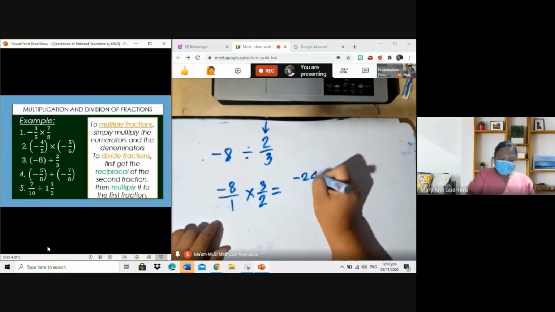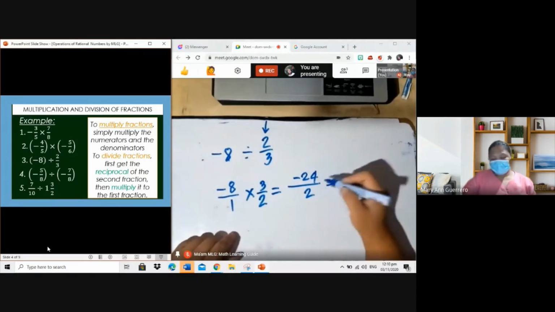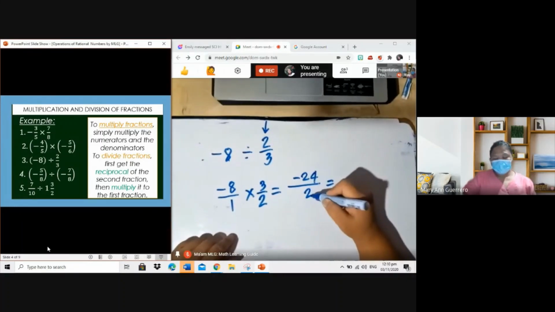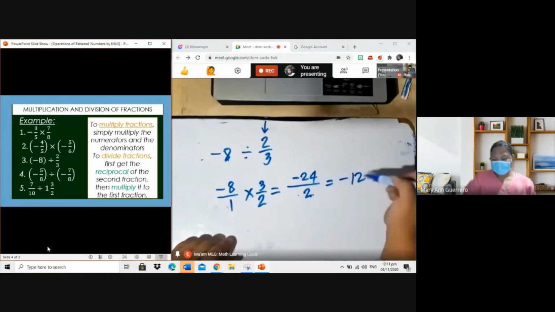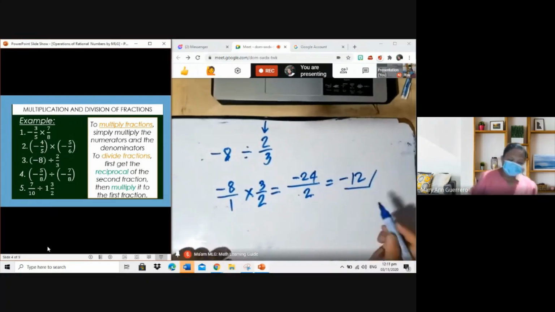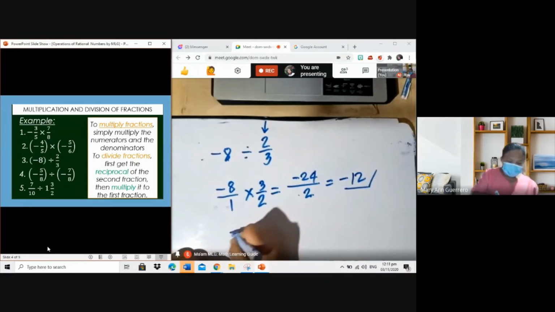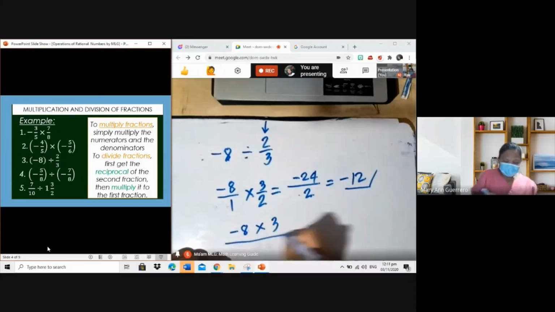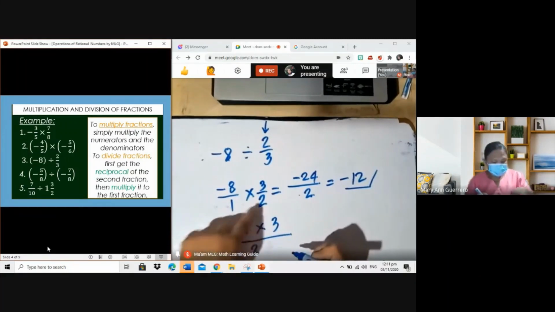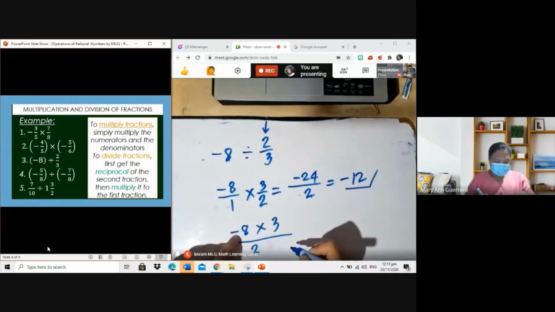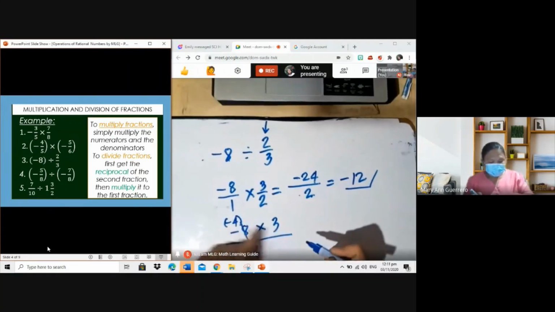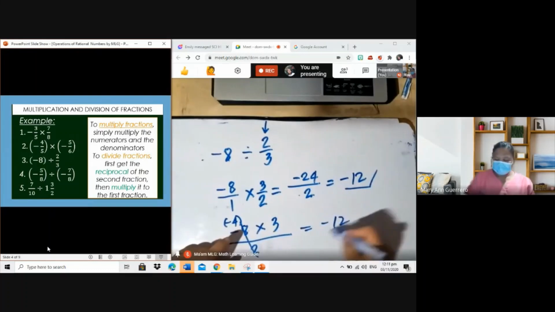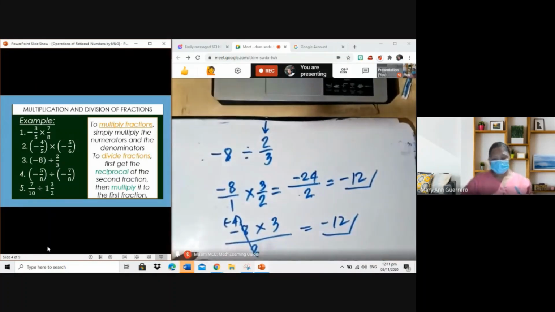Negative 24 all over 2. So the numerator is exactly divisible by 2, or by the denominator. So then divide. So that is negative 12. Remember, when we divide negative by positive, the answer is negative. Another solution by the cancellation method: we have negative 8 times 3 all over 1 times 2, which is 2. Remember that 8 over 2 is 4, so that is negative 4. Negative 4 times 3 is negative 12. So either of the two solutions is correct.